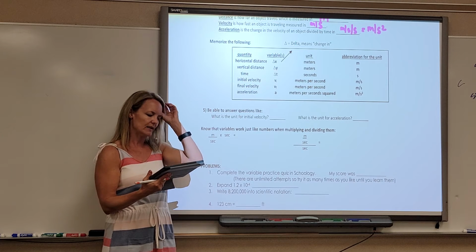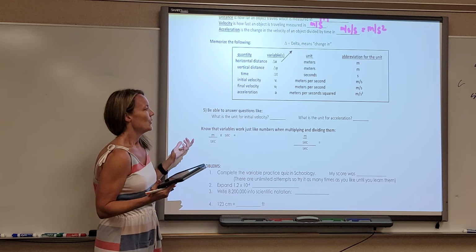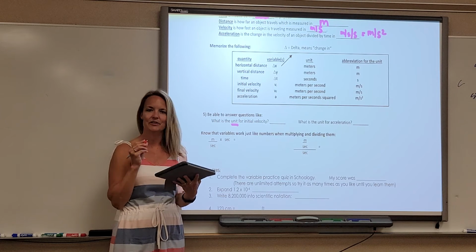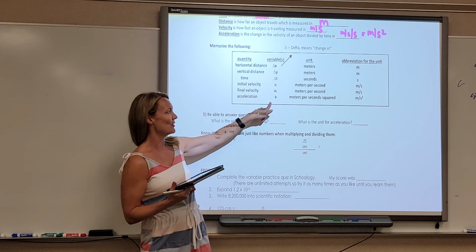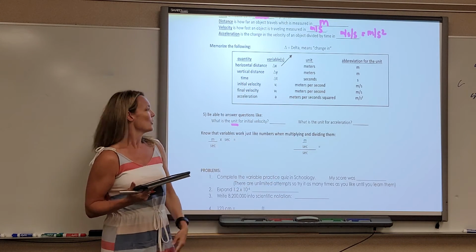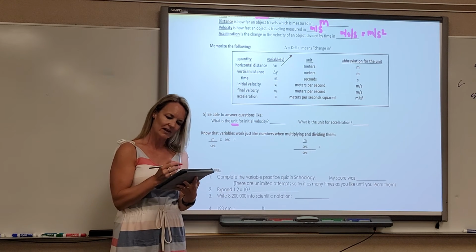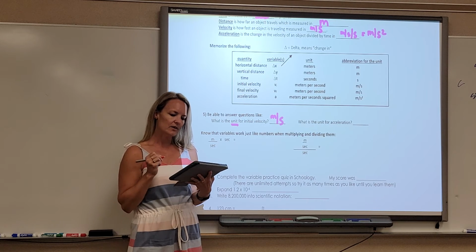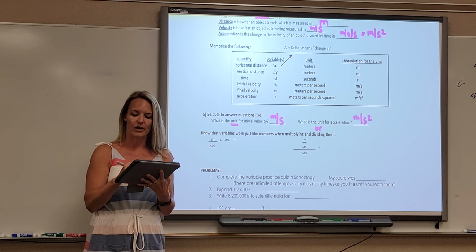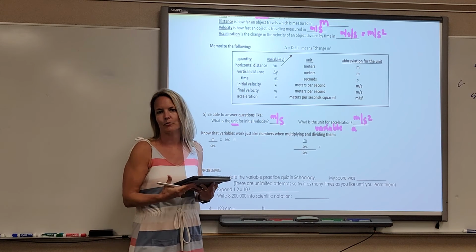You will need to be able to answer questions like, what is the unit for initial velocity? Look right here. You just have to make sure, does it say unit or does it say variable? Variable is the letter that represents it. Unit is what it's measured in. So I want the unit for initial velocity, the unit of how fast something is going, that's meters per second. The unit for acceleration is meters per second squared. If it had asked me for the variable for acceleration, then I would have an A. That's how you abbreviate it with the variable.